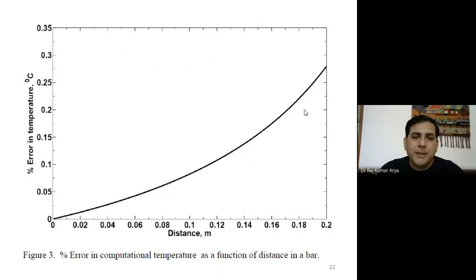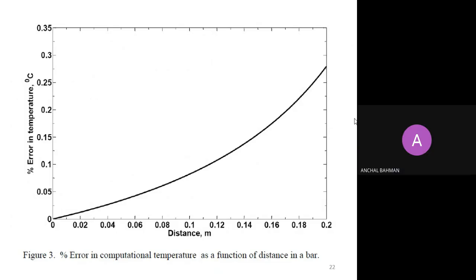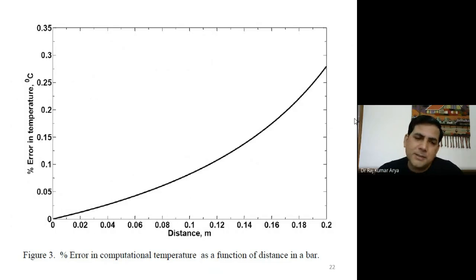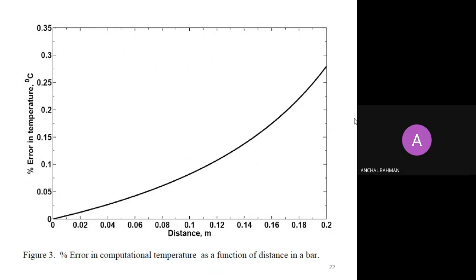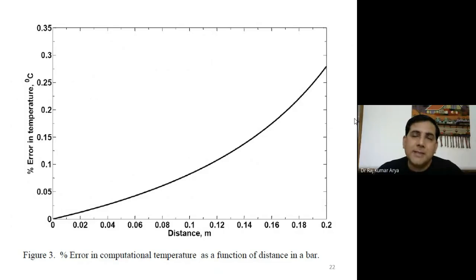So this is the way you always have to justify the number of difference points in any computational technique. Fine. Sir, the cumulative error is found by simply adding the error at different points? Yes, just add the error at all the points without any sign. Don't add plus and minus. Absolute error, actually. Okay, sir.